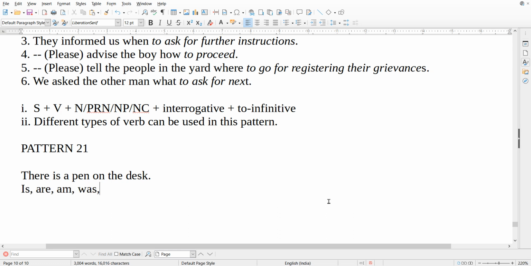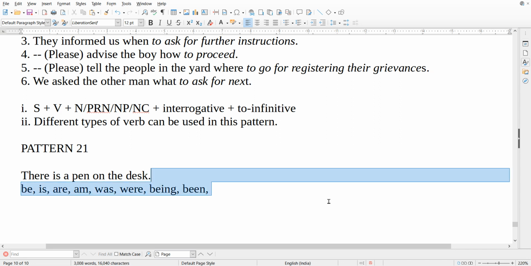was, were. Then what do we have? We have be itself, which is used in the subjunctive only, mostly. And then you have being, been. I think that's it. They are all the forms of be, 8 forms.